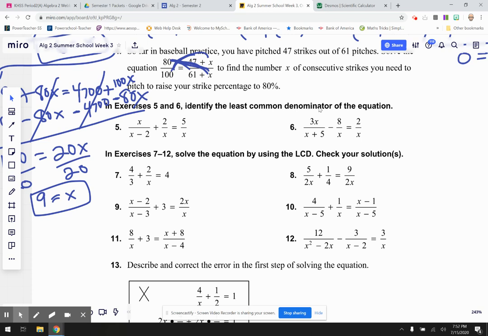Well, this first fraction has an x minus 2. So I would need an x minus 2 so that I could cancel those out like that. Those would now cancel. One's on the top, one's on the bottom. Okay, I'm going to put it back though.